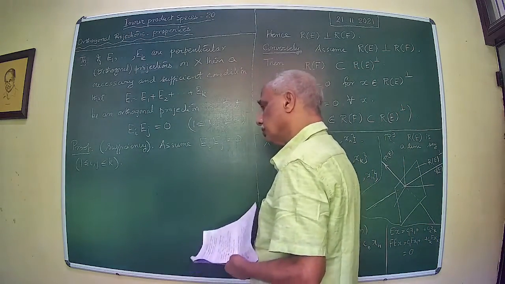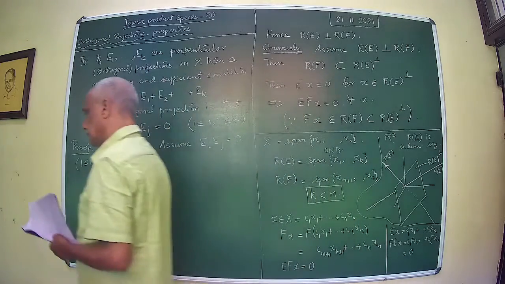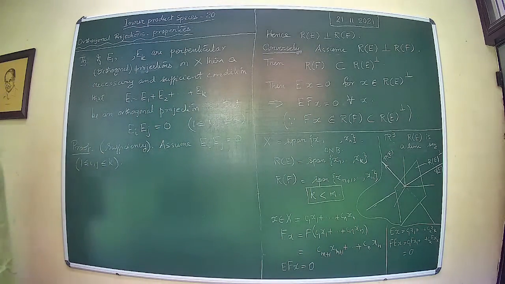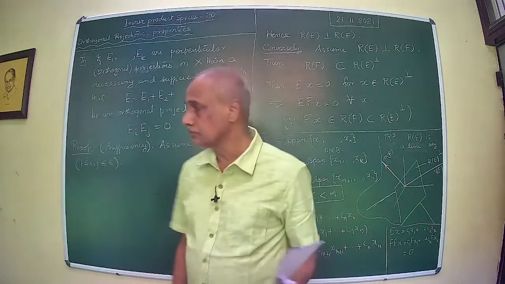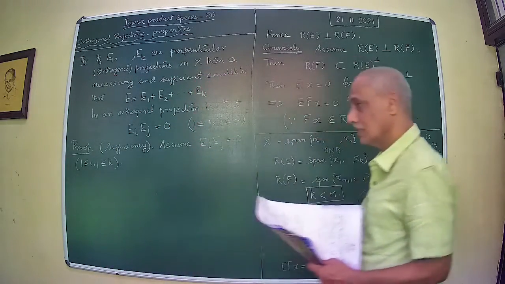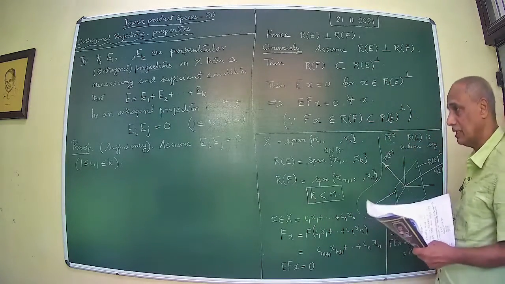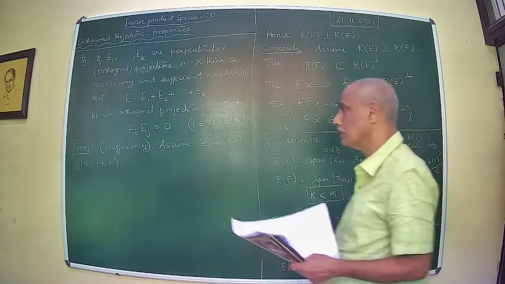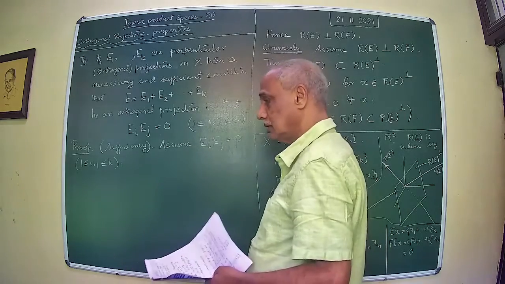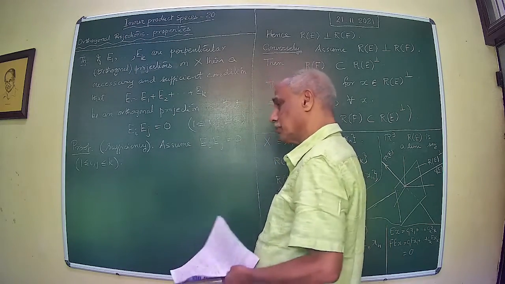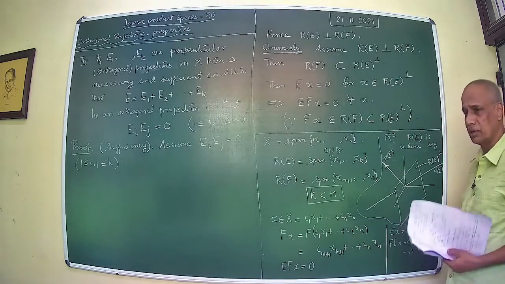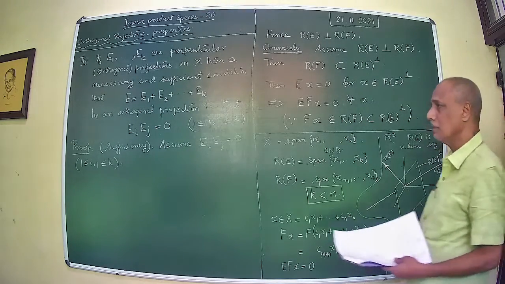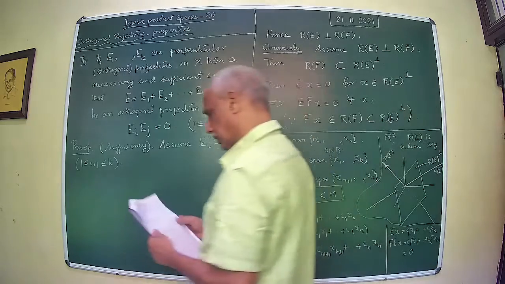We make use of the first characterization, namely that E is a projection, by showing that E is equal to E square, and then showing that it's an orthogonal projection by observing or proving E equal to E star.